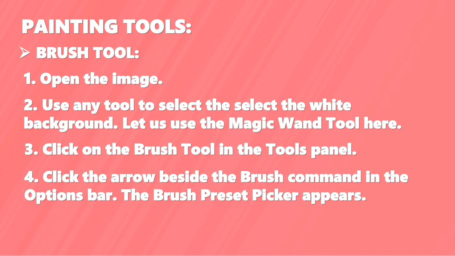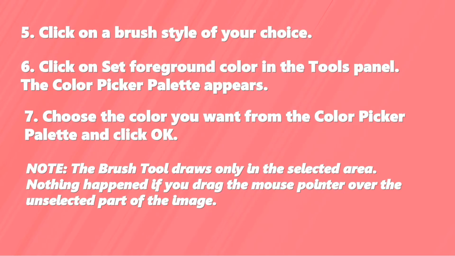The steps to use the brush tool are: open the image, use any tool to select the white background. Let us use the magic wand tool here. Click on the brush tool in the tools panel. Then, beside the brush command in the option bar, the brush preset picker appears. Click on the brush tool of your choice. Set the foreground color. In the tools panel, the color picker palette appears. Choose the color in the color picker palette and then click on the OK button.